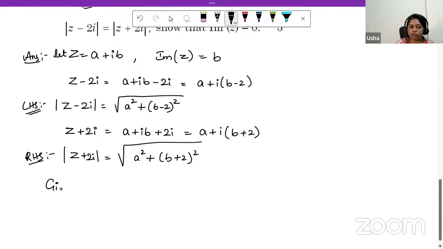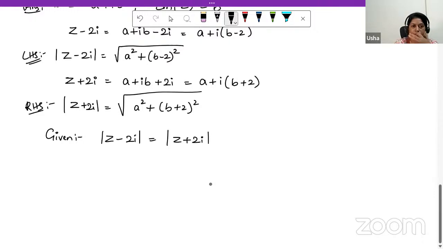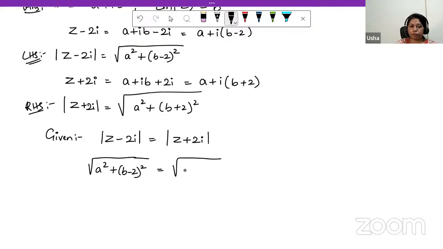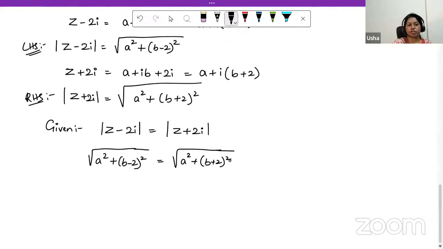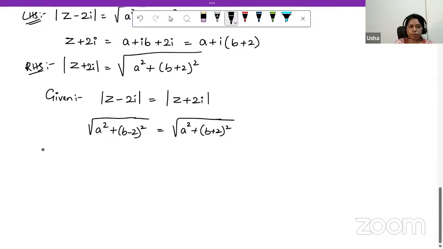And now what is given? LHS is equal to RHS, right? Given modulus of z minus 2i is equal to modulus of z plus 2i. So I will write it on both the sides. So you will have root of, this is LHS, a square plus b minus 2 whole square, equals to root of a square plus b plus 2 whole square. Okay. Now both the sides you can square, so you can remove the root.